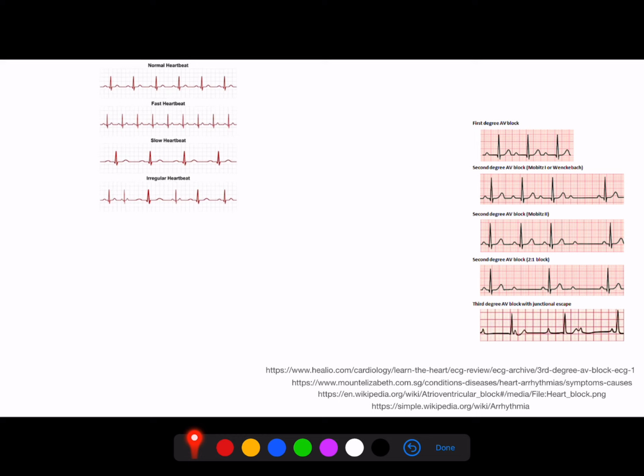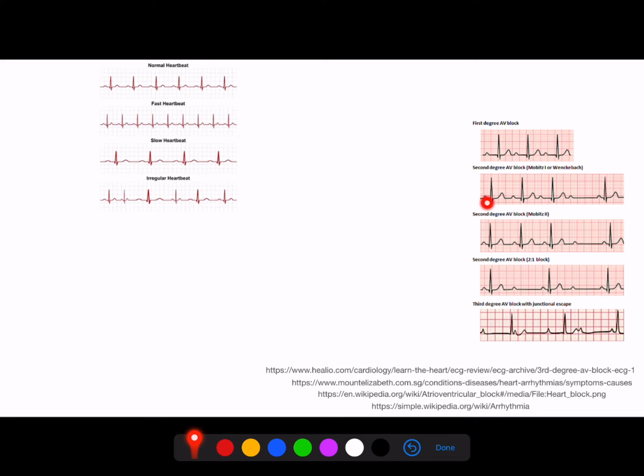Then, as we have talked about the AV blocks, here are the ECGs. We can see in the first degree AV block, there's a prolongation of the PQ time, but the rhythm is still regular, just the prolongation between P and Q. Then we have the second degree AV block Wenckebach.